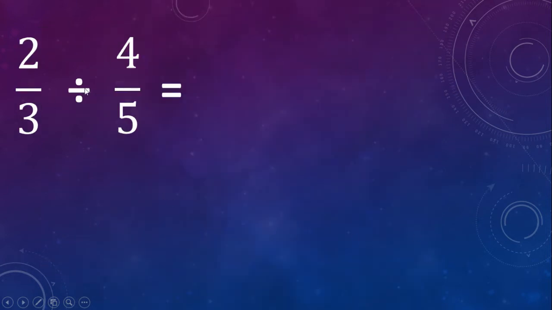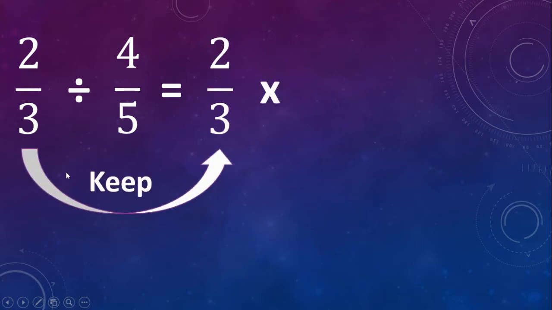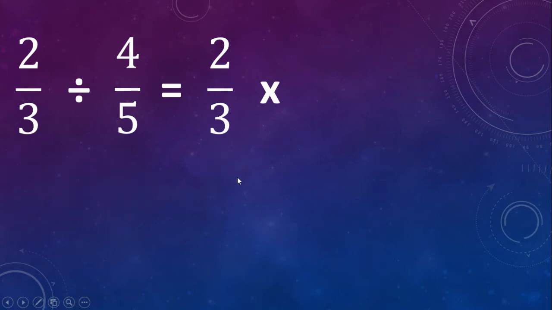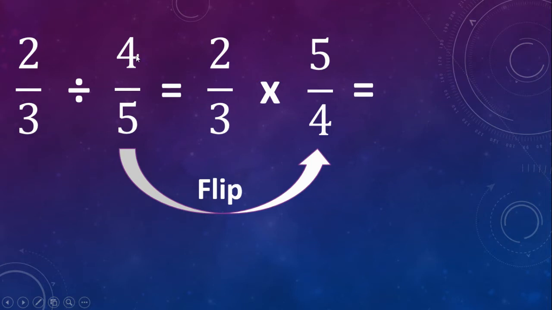Here we have 2/3 divided by 4/5. In order to do this, we need to rewrite our fraction. Notice how we're keeping this the same. This is 2/3, so we're just going to write this as 2/3. We're going to flip our second fraction. This is 4/5, so we make this 5/4. And you notice how we changed our division sign to a multiplication sign. So now it's just simply a multiplication problem.